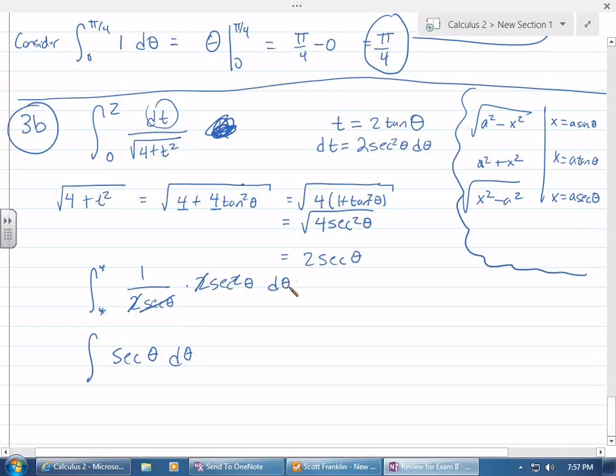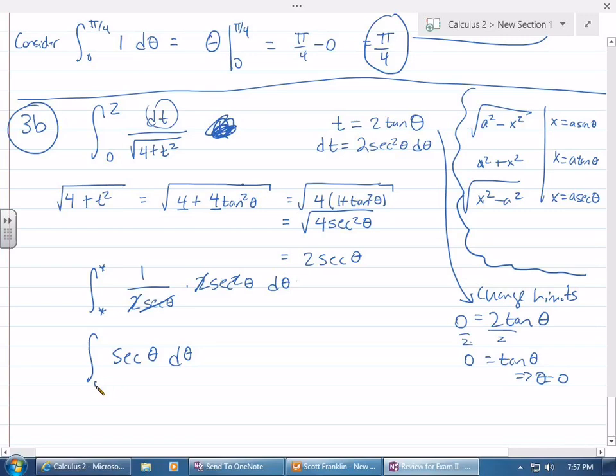Actually, I think my life would be easier if I went ahead and changed my limits too. So let's talk about changing our limits. If t is 0, what's theta? Divide the 2 to the other side. You get 0 equals tangent of theta. What theta gives you 0 when you plug it into tangent? 0.